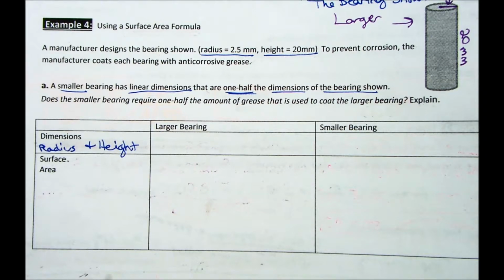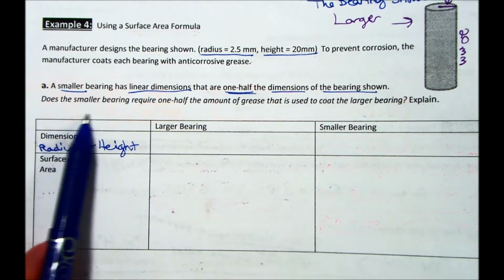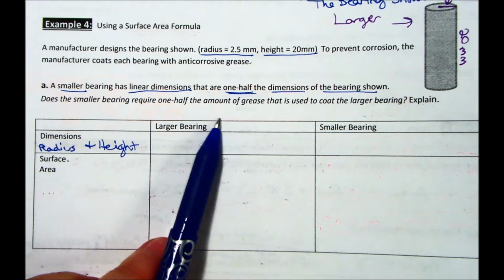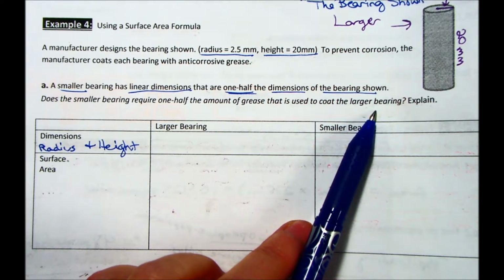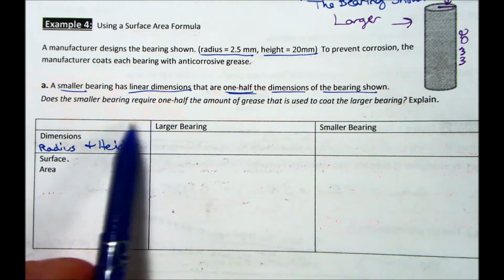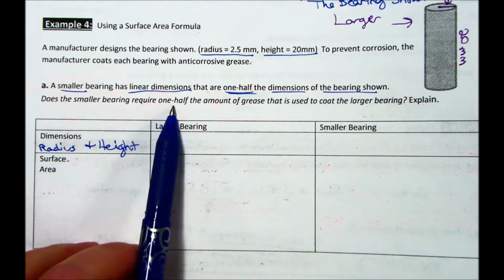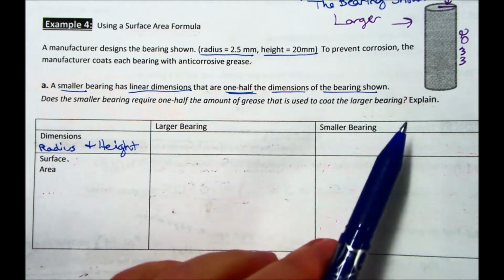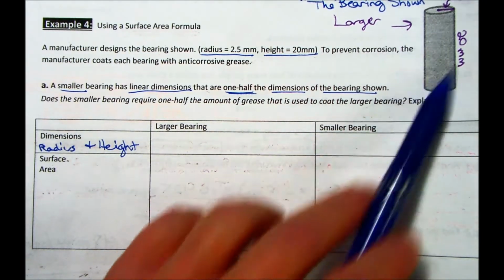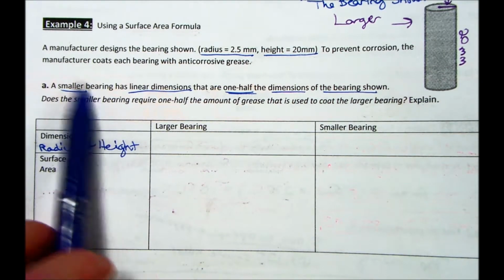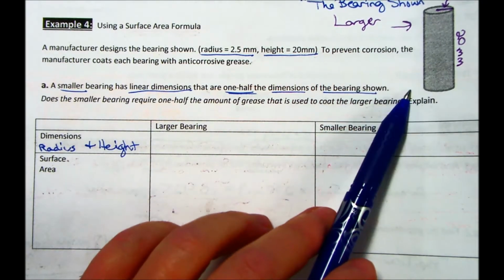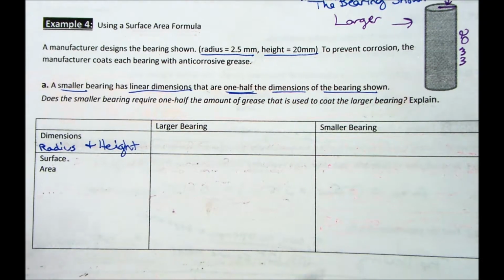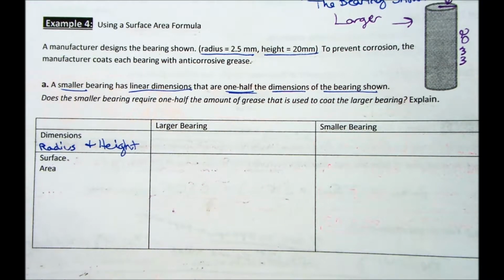The question that they want us to answer is, does the smaller bearing require half the amount of grease that is used to coat the larger bearing? So if this was true, if it did take 1/2 of the amount of grease, then the surface area of the smaller bearing should be half of the surface area of the larger bearing. So in order to answer this question properly, we need to find the surface area of both of these bearings.